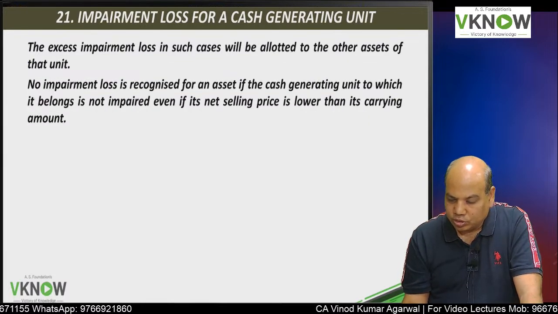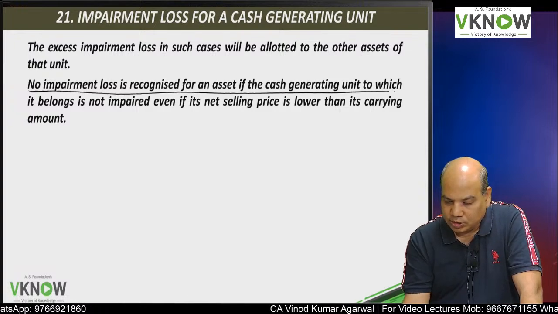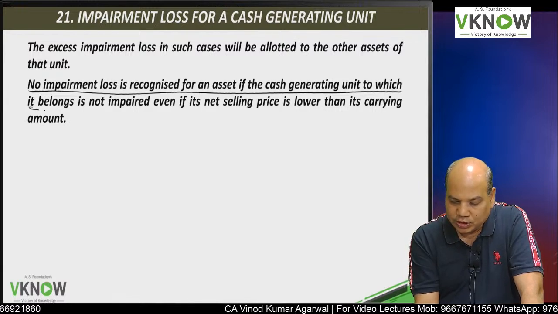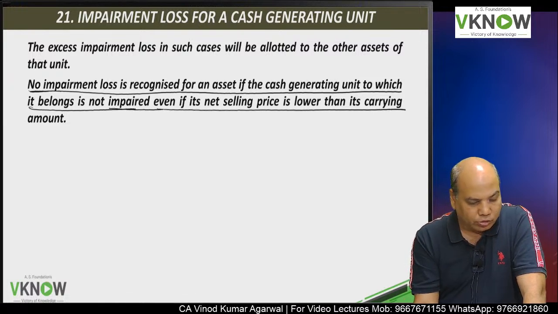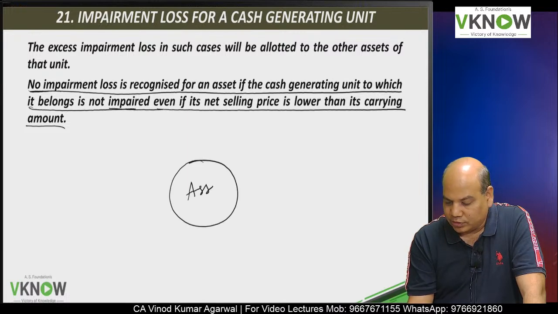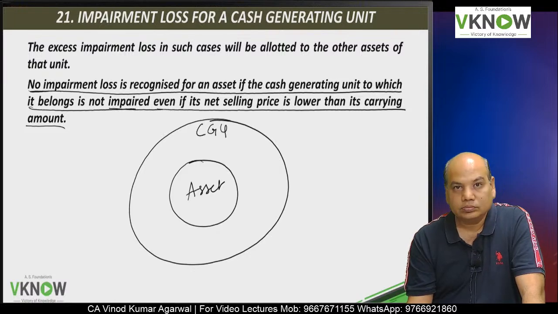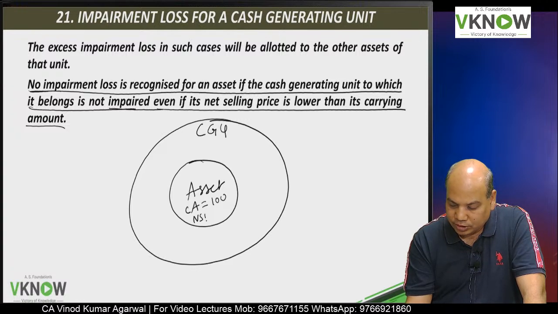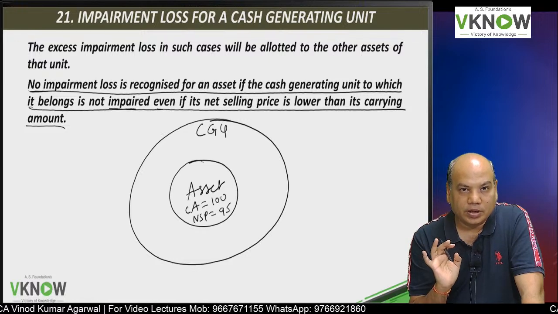Just before that, one more line you have to underline, which actually we have taken one problem in the previous lecture. No impairment loss is recognized if the CGU to which the asset belongs is not impaired, even if net selling price is lower than the carrying amount. This is individual asset. This is CGU. Carrying amount of the asset is 100. Net selling price is 95. There is an indication of impairment.